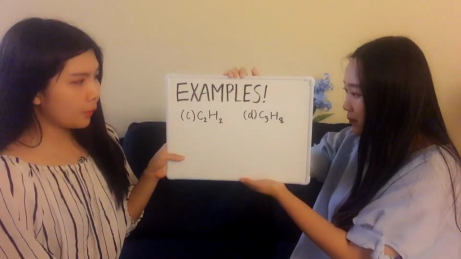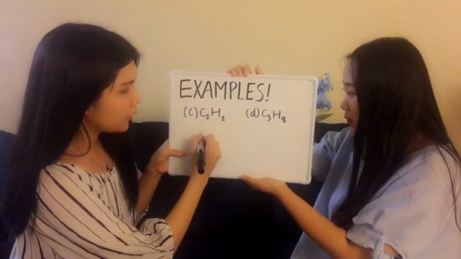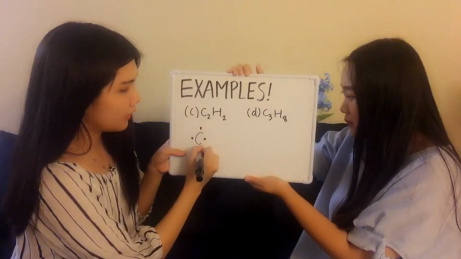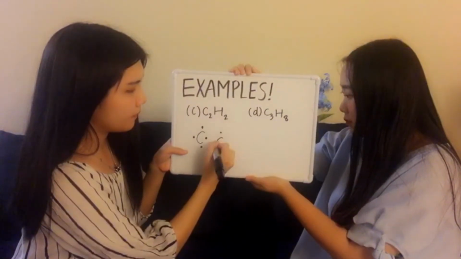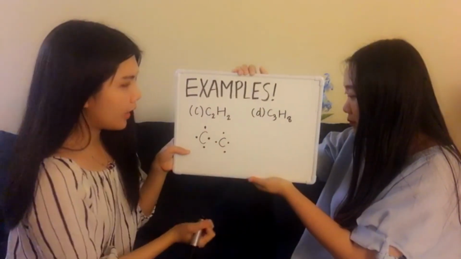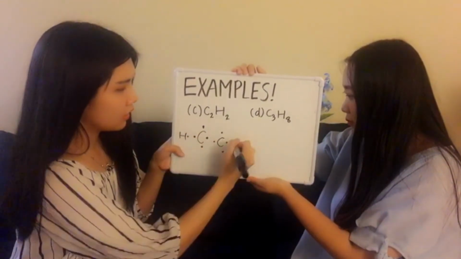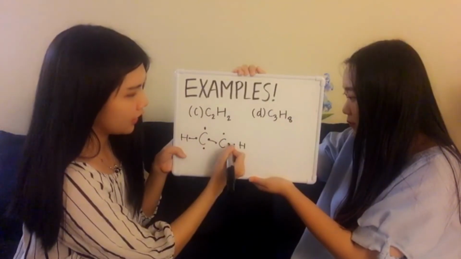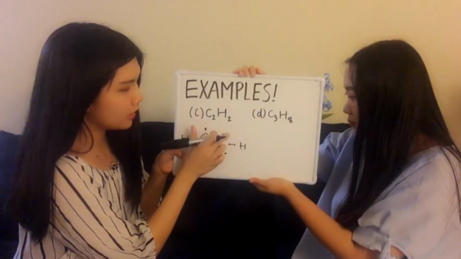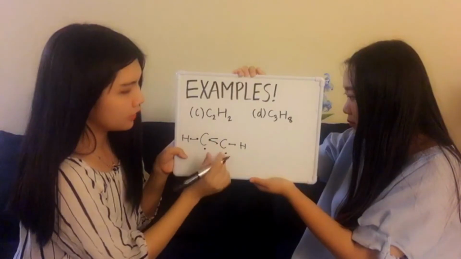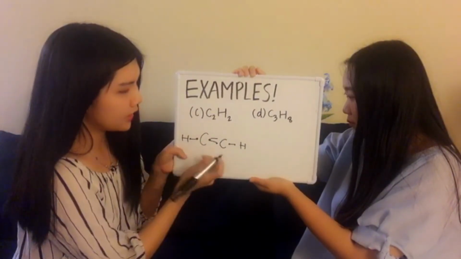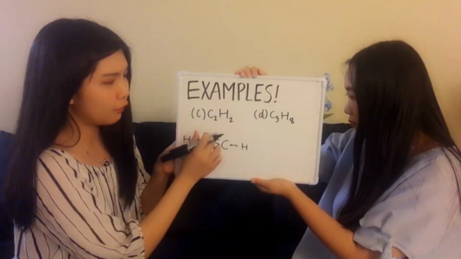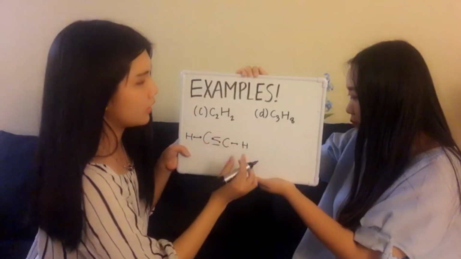In this example, we have C2H2. First, we draw in the carbons, and then we draw in the hydrogens, and we connect the electrons together. These 2 electrons can form a double bond, and these 2 electrons form a double bond as well. Just make sure you have 10 valence electrons here: 2, 4, 6, 8, 10. We did this example right.